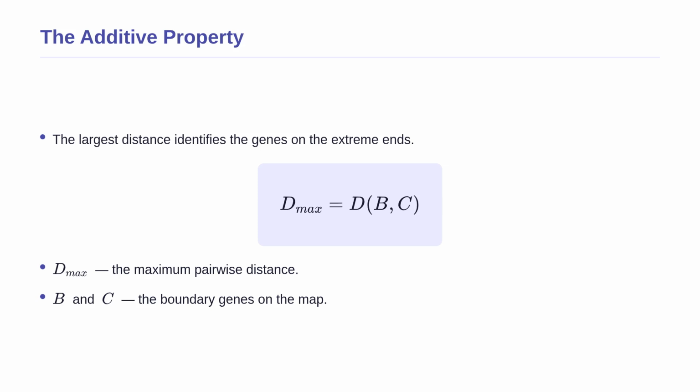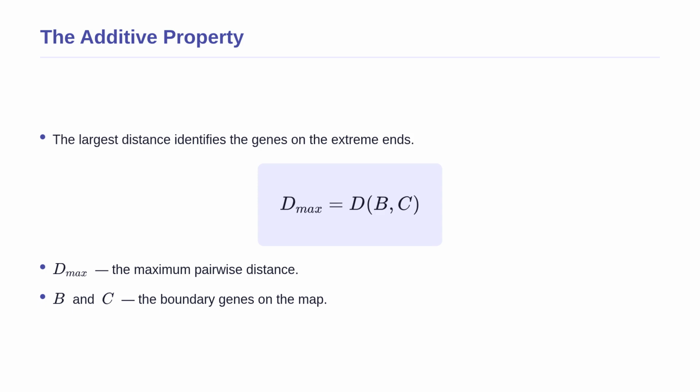To solve this puzzle, we rely on a fundamental mathematical concept known as the additive property of distances. The strategy for this type of problem is to always start by identifying the 2 genes that are the furthest apart. The formula we use is simple. The maximum distance, denoted as D max, observed between any 2 genes represents the outer boundaries of our genetic map.